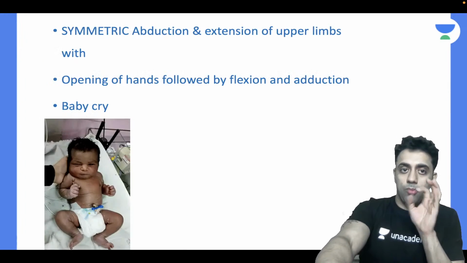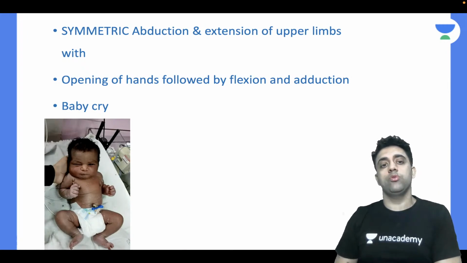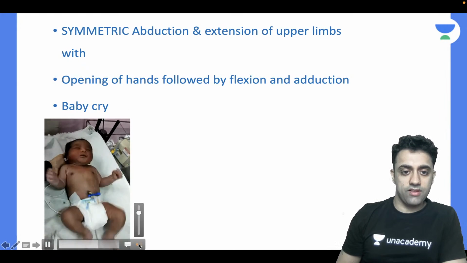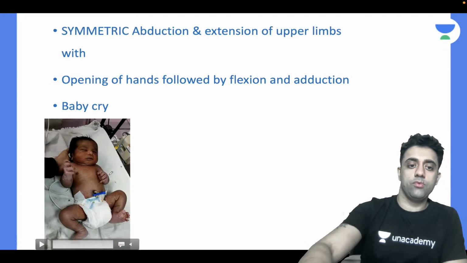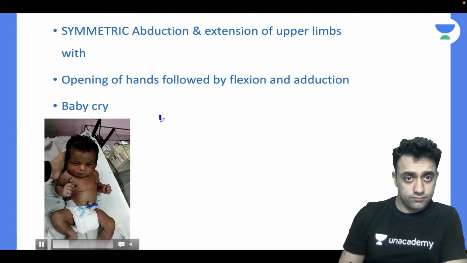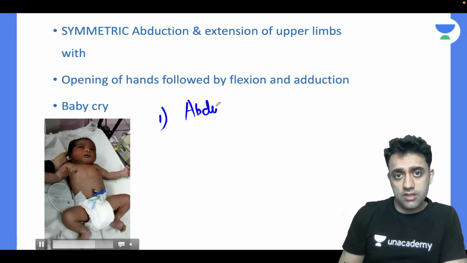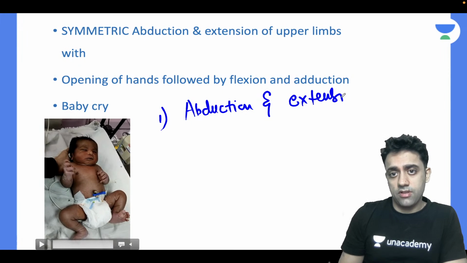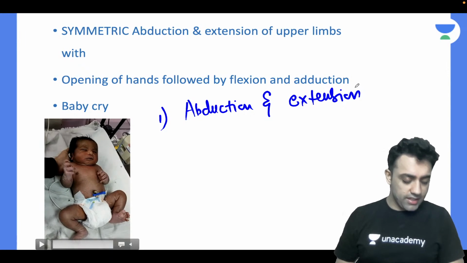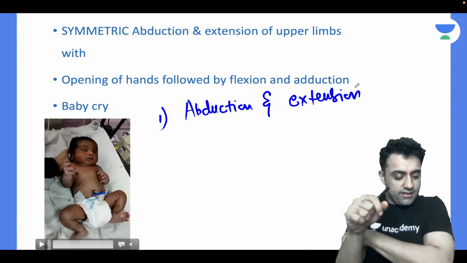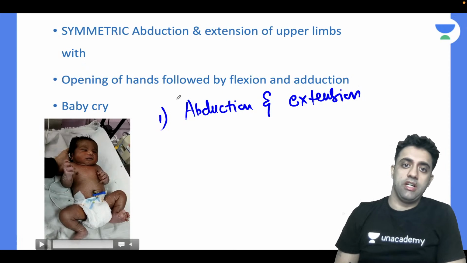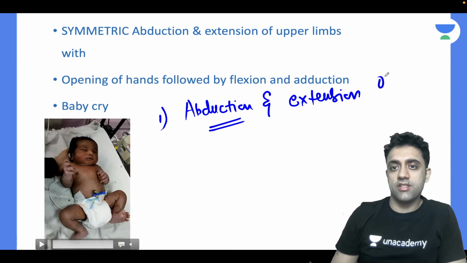The components of the Moro reflex which I saw, number one, there will be abduction and extension of the upper limbs. What is abduction? What is adduction? Moving toward the midline is known as adduction, and moving away is known as abduction. There will be abduction and extension of the upper limbs. Number one.